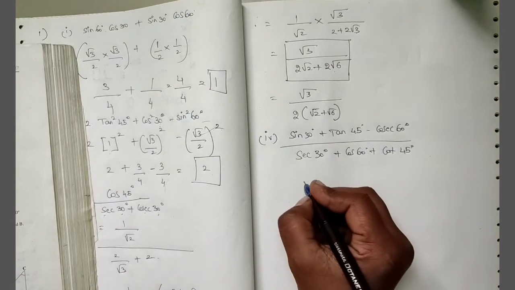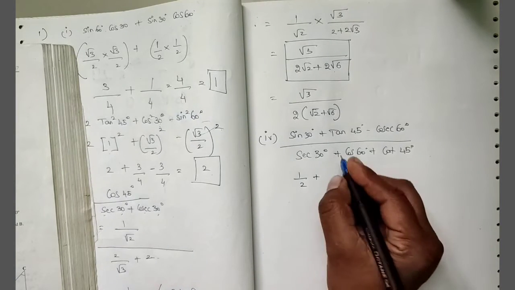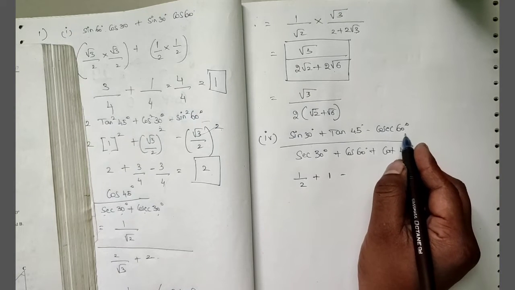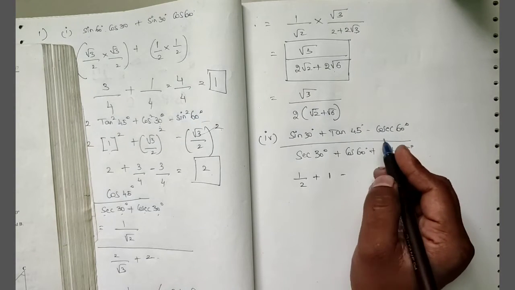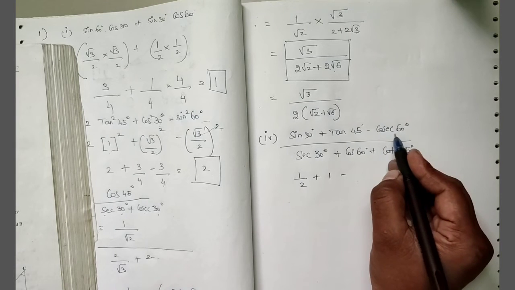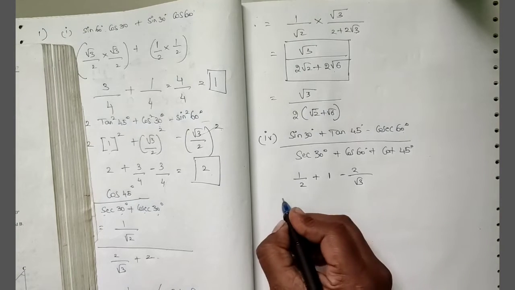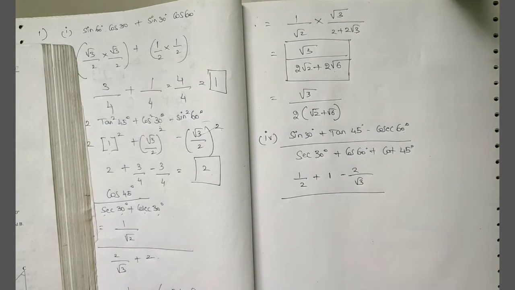So what is sin 30? We know it is 1 by 2, and tan 45 is 1. Cosecant 60 is the inverse of sin 60. Sin 60 is root 3 by 2, so cosecant 60 is 2 by root 3. That's all. It is just a simple calculation.